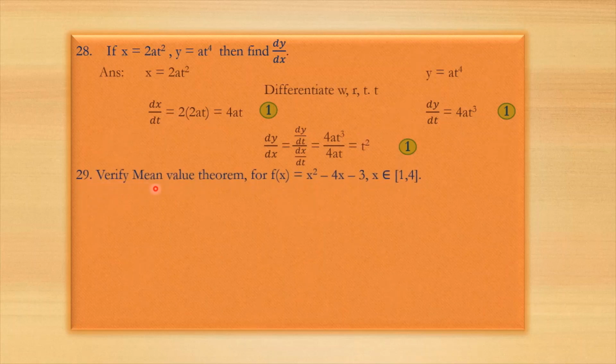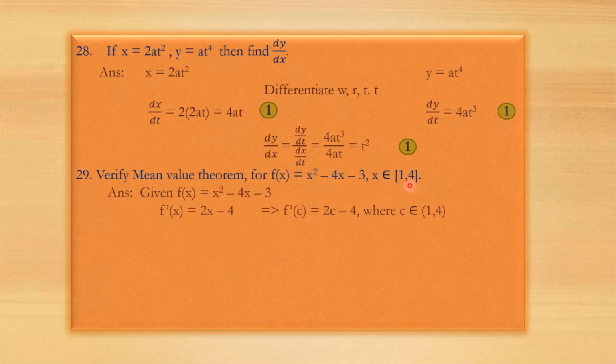Next one is, verify the mean value theorem for the given function. The given function is x square minus 4x minus 3, where x belongs to the closed interval 1 to 4. So the given function is f of x is equal to x square minus 4x minus 3. First let me find f dash of x. The differentiation gives 2x minus 4. Let me take c, the value in the open interval 1 to 4. Therefore f dash of c is equal to 2c minus 4. For this we will get 1 mark.